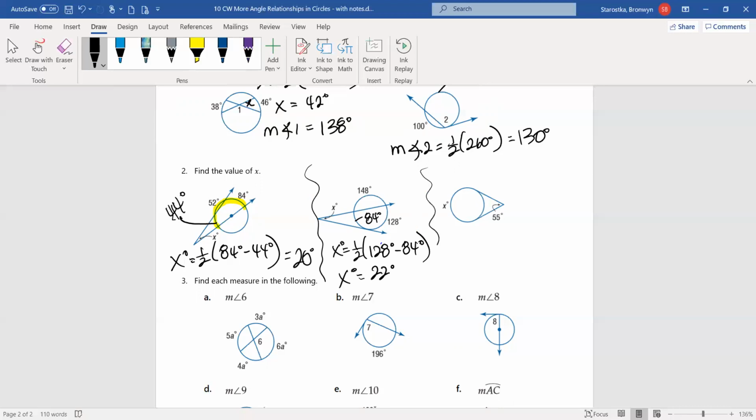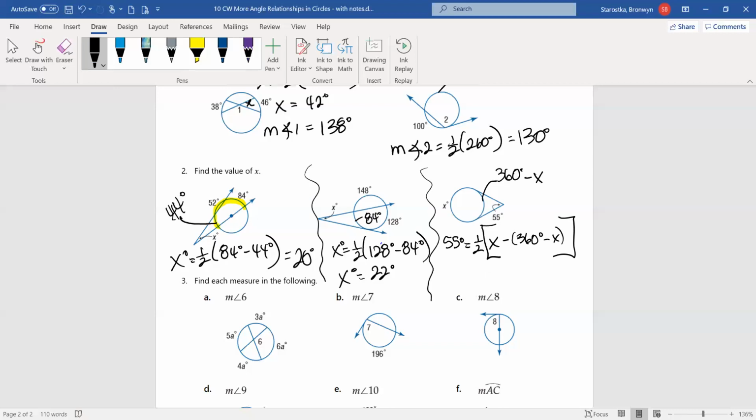And the next one, well, I've got x, and I know this arc here is 360 minus x. So 55 equals 1/2. I'm going to do big brackets. X minus 360 minus x. Okay, I might have gotten carried away with this bracket here.